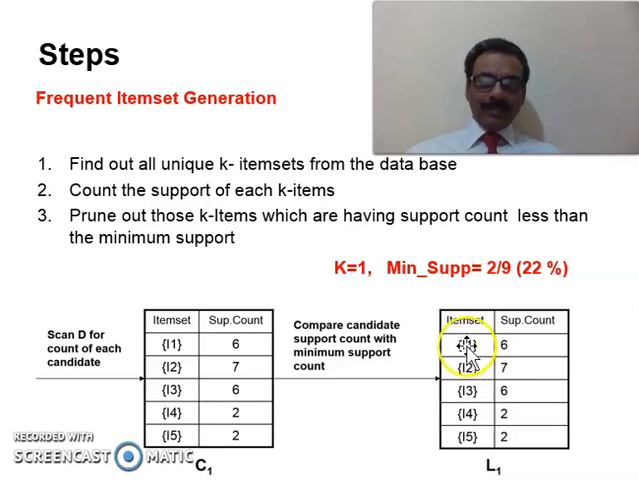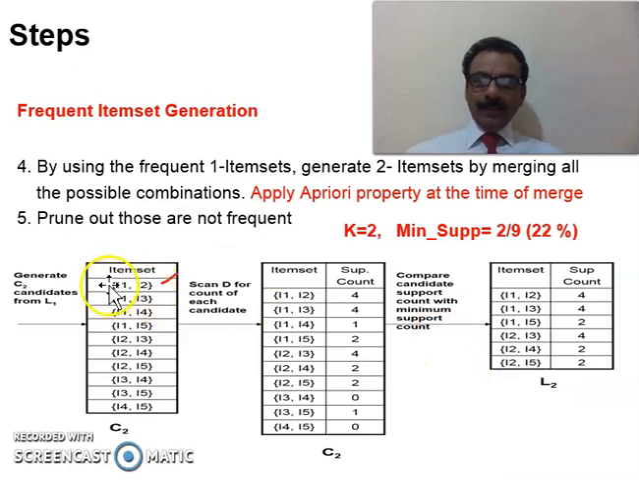If any of the subsets of your candidate is not frequent, then you will not consider that candidate, because if any subset is not frequent, the candidate is not frequent.